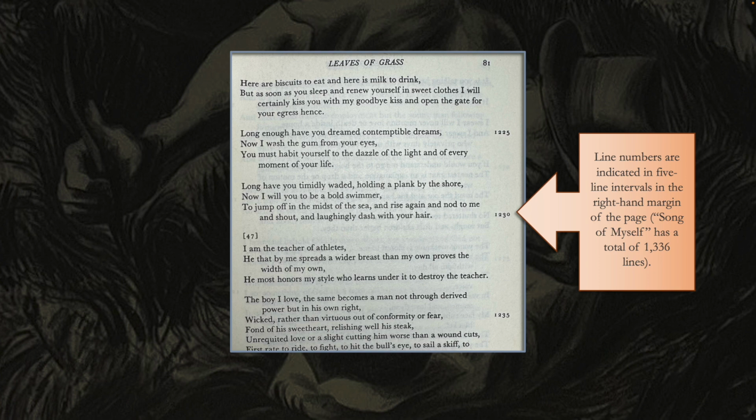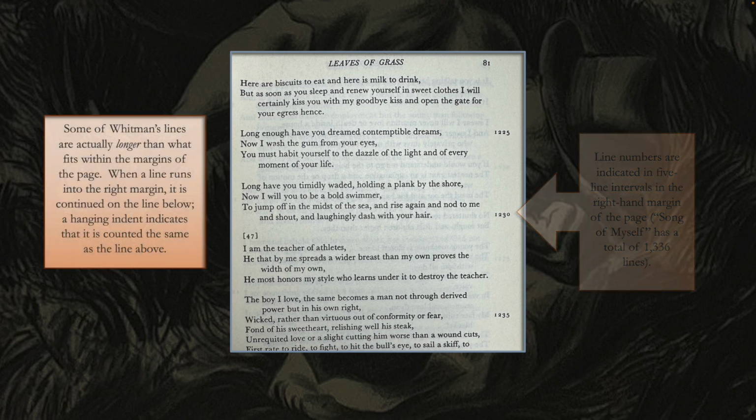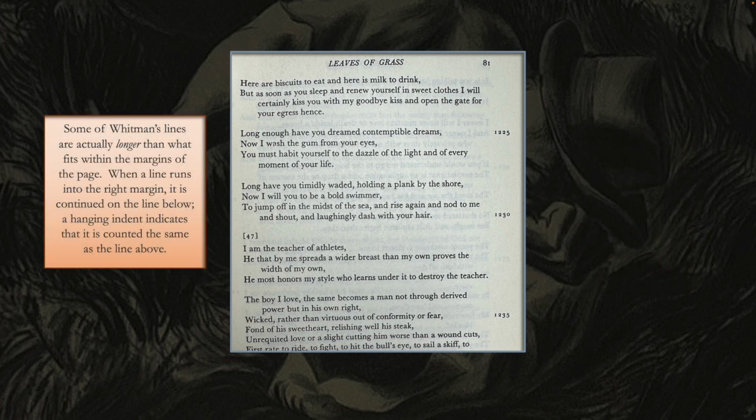Song of Myself has a total of 1,336 lines. And so actually when you look at the page here, we're very, very far into the poem by the time we get to these sections. There are 52 sections total. Some of Whitman's lines are actually longer than what fits within the margins of the page. So when a line runs into the right margin, it is continued on the line below, and a hanging indent will indicate that it is counted the same as the line above.